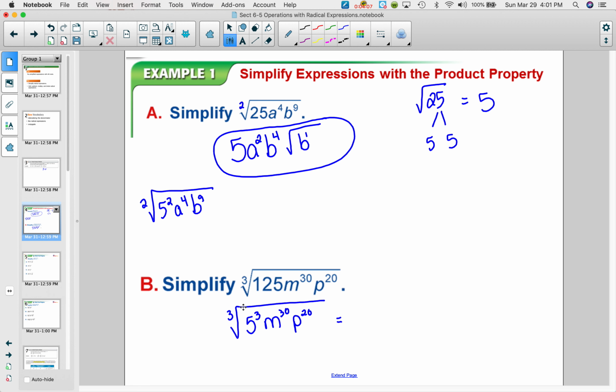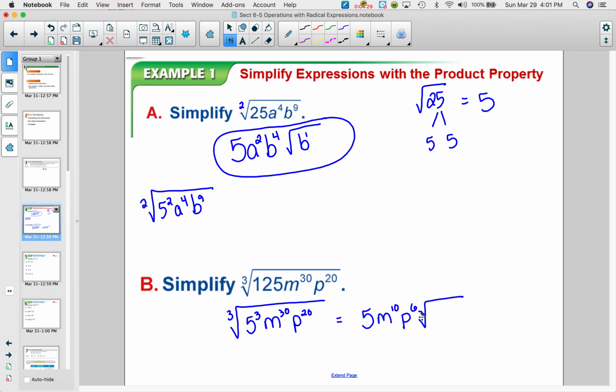So then 3 goes into 3 one time with none left over, so we're going to have a 5. Think about it. The cube root of 5 cubed is 5. So 3 goes into 30 10 times with none left over. And 3 goes into 20 6 times, because 3 times 6 is 18, and there's 2 left over.